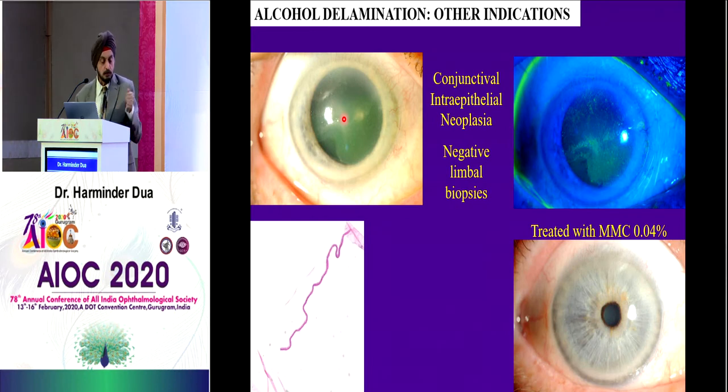You must make the motion of looking at both eyes. You'll see lattice and granular straight away, you can tell, but you must look at the other eye and then say it's a dystrophy. So here, we then treated with mitomycin, but I want to show you the histology.